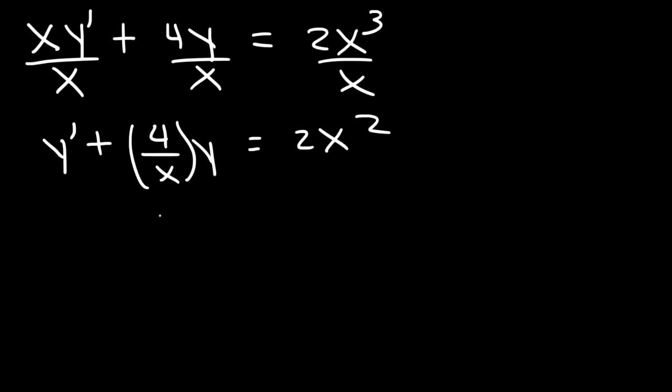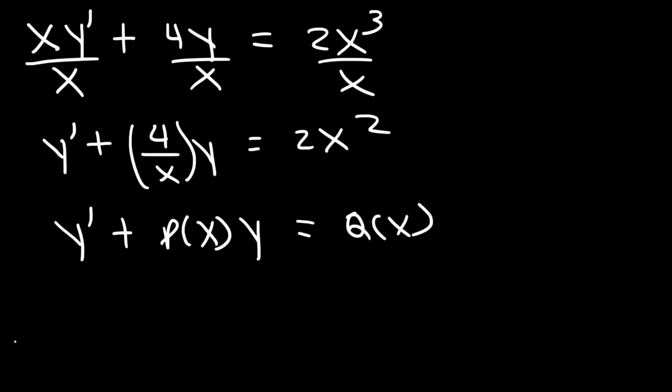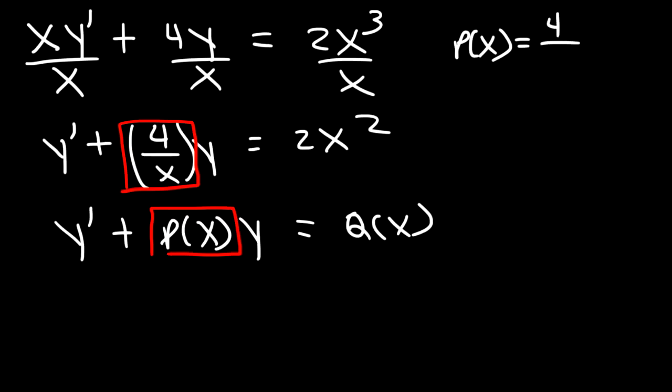So now it's in standard form. y prime plus p of x times y, which is equal to q of x. So we can see that p of x is 4 divided by x. So let's write that somewhere on the side. And q of x, we can see that's 2x squared.